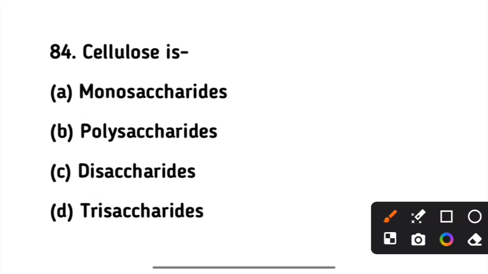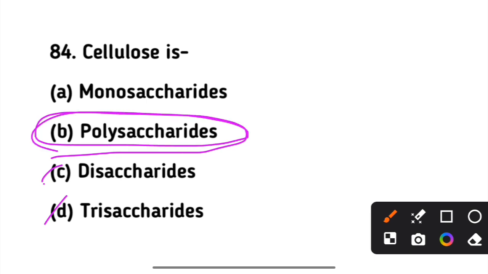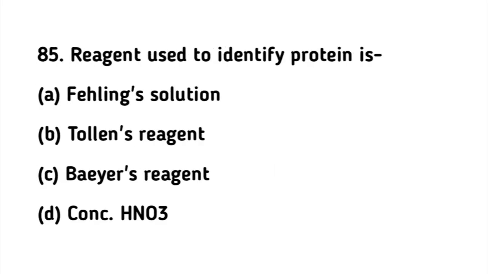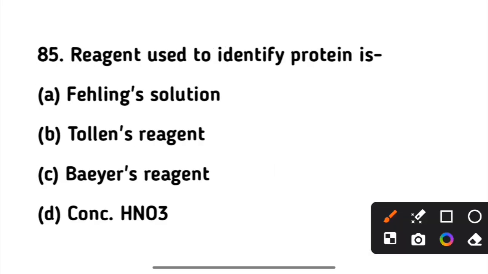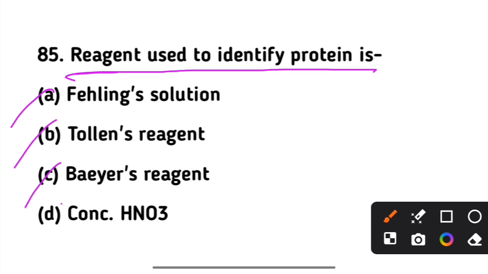Next, cellulose is a monosaccharide, polysaccharide, disaccharide, trisaccharide. Cellulose is a polysaccharide. Option B is correct. Next, question 85. Reagent used to identify protein is: Fehling's solution, Tollens reagent, Baeyer's reagent, concentrated HNO3. Option D is correct. Reagent used to identify protein is concentrated HNO3.